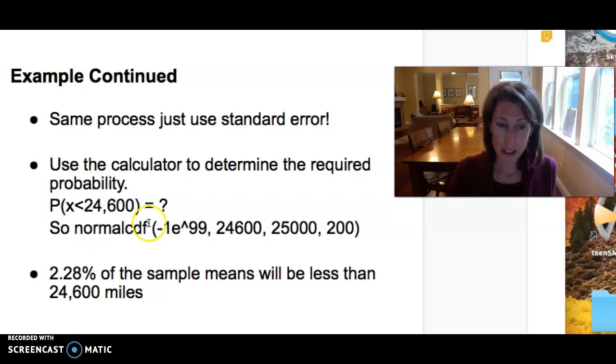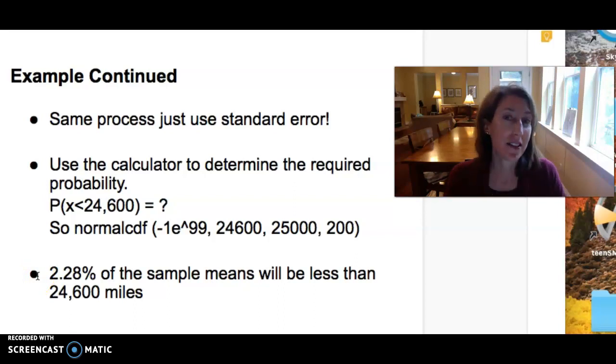So our normal CDF, lower bound, -1e to the 99, upper bound, 24,600, because that's the problem, mean, and standard error. And what do we get when we put it into our calculator? 2.28%. And that is telling us that 2.28% of the sample means will be less than 24,600 miles.